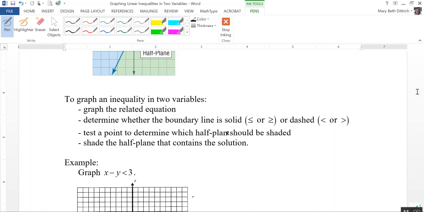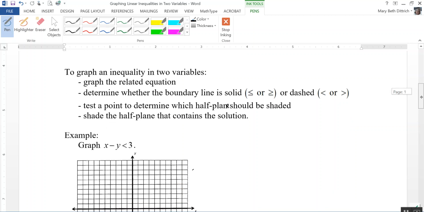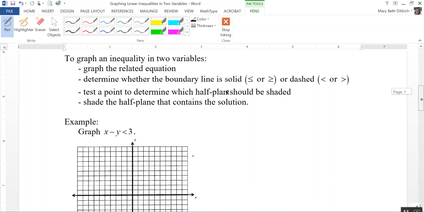We want to test a point to determine which half plane should be shaded, and then shade the half plane that contains the solution. So if that point works on one side of the line, that's the side of the line that we want to shade. If it doesn't work on that side of the line, we shade the other side.